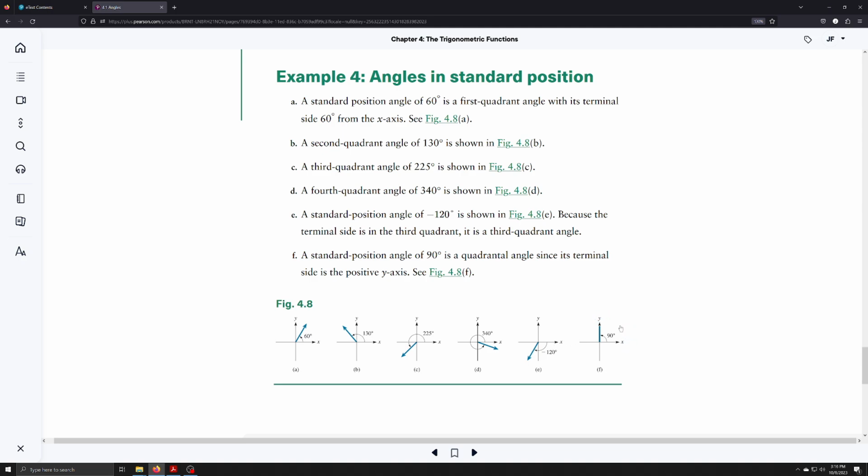And finally, with part F here, this is a standard position angle of 90 degrees. And we call this, and I can't even say this word, it's going to be hard, quadrantal angle, since its terminal side is the positive y-axis. So if your terminal side is any one of the axes, the positive y-axis or the negative y-axis or the positive x-axis, we call that a quadrantal angle because its terminal side is one of the axes.